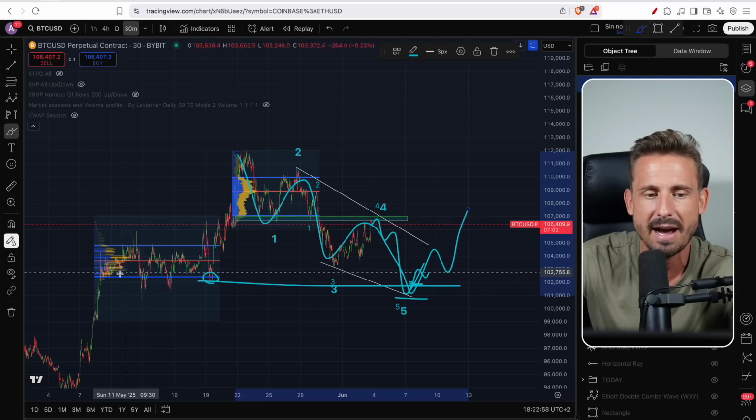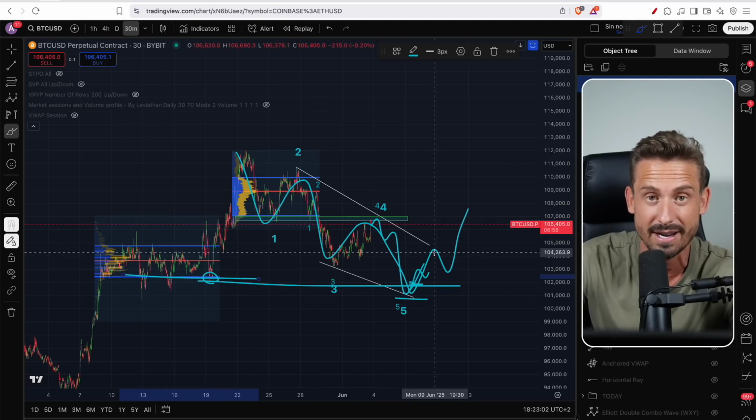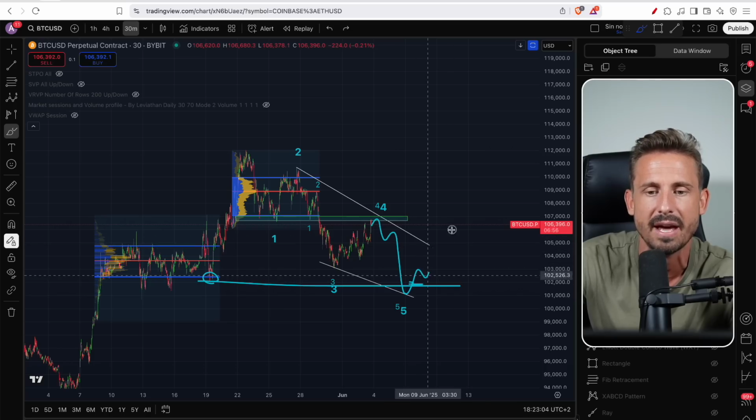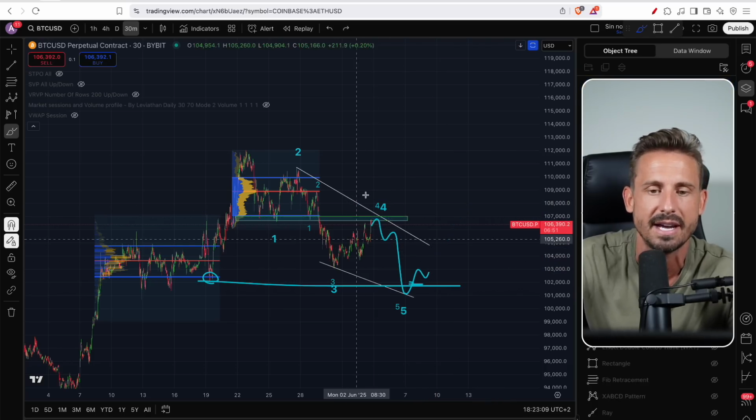Considering that it is the value area low of this zone and it's a possible wave 5 finish of this contracting diagonal, which you would obviously look for that rally to reclaim your wave 4. That could be the highs that we are creating today.